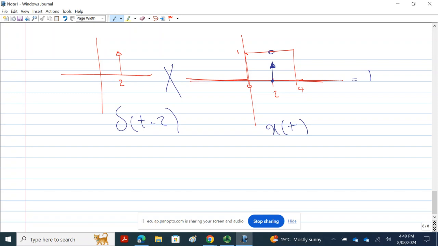If I say, let me change this to 2 so you don't get confused. Let's say it's 2. So the answer will be 2, right? It's reading the value at t equal to 2, which is 2. But this, remember, we are talking about signals.